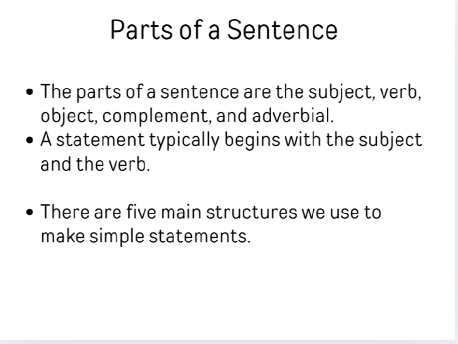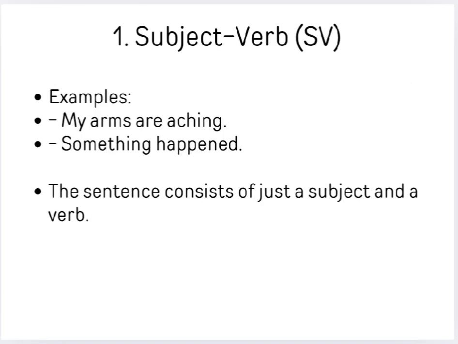Typically, a sentence always starts with the subject and the verb. There are five main structures. The first sentence structure begins with a subject and has a verb. For example, my arms are aching. My arms is the subject and aching is the verb.